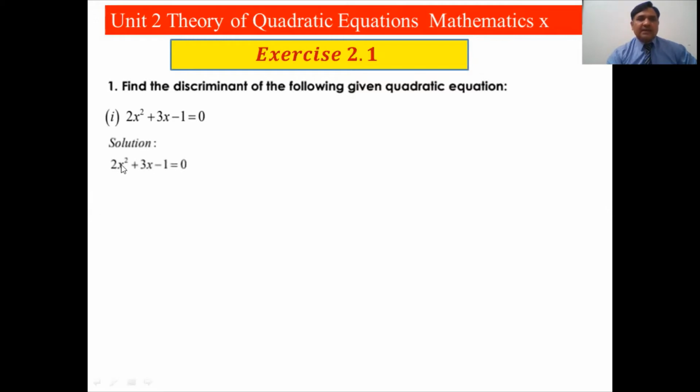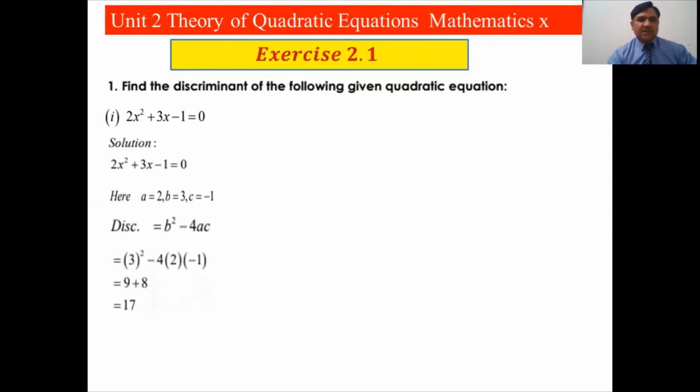We know that the coefficient of x square is a, so a is equal to 2. The coefficient of x is b, so b is equal to 3, and the constant value is c. So a is equal to 2, b is equal to 3, and c is equal to minus 1. And discriminant, we know that this is equal to b square minus 4ac. So now replacing the values of a, b, and c.